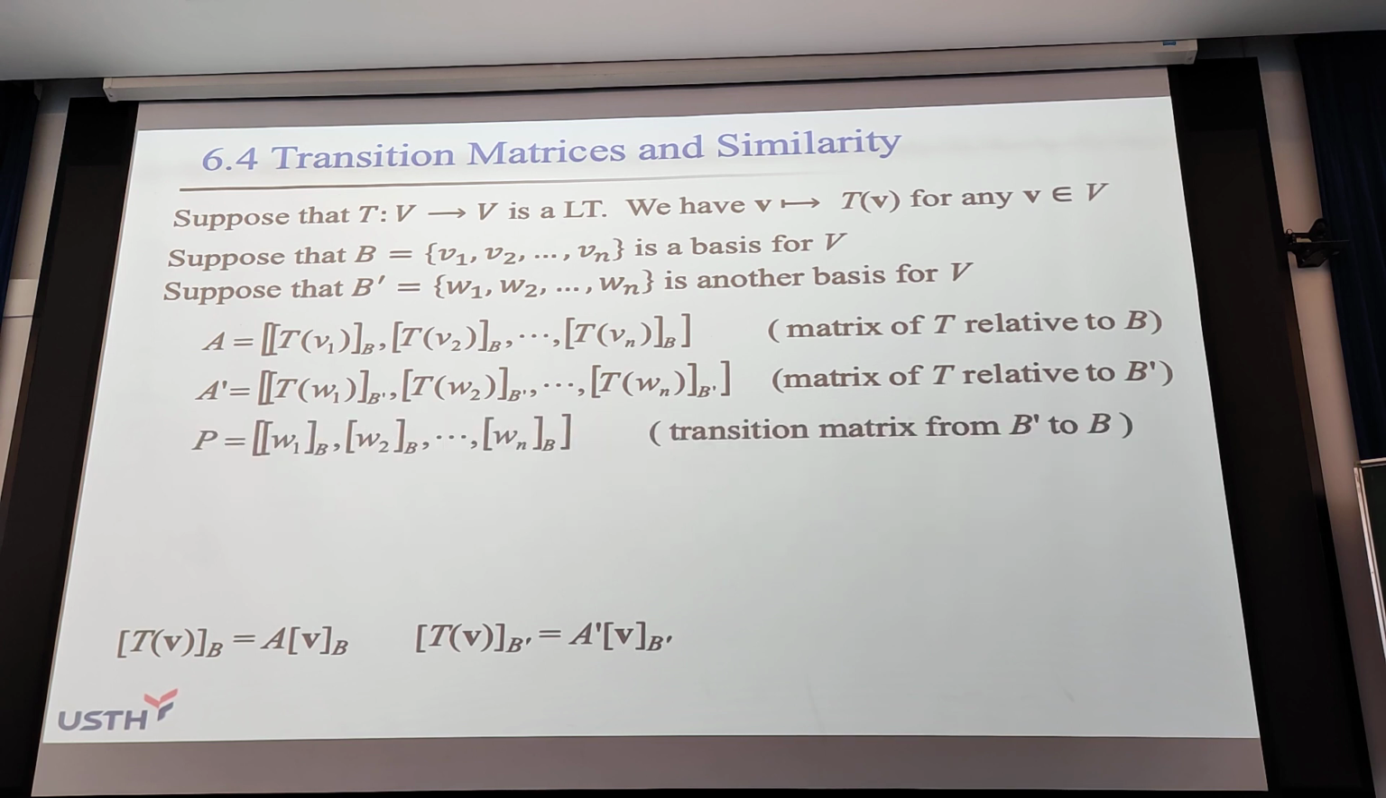Now I call P by that. So please remember, that one is a transition matrix from B prime to B. With that, we have the following things. Then the coordinate of V relative to B will be P multiplied by the coordinate of V relative to B prime.